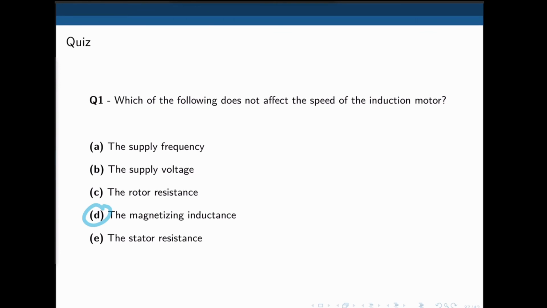Now, everything else affects it. From the equations, we can see them, and you can simply make sense of these statements. If you change the supply frequency, we change the synchronous frequency, and you're changing the speed. Supply voltage as well, because that affects the torque and power delivered to the mechanical part. Same with C and E.